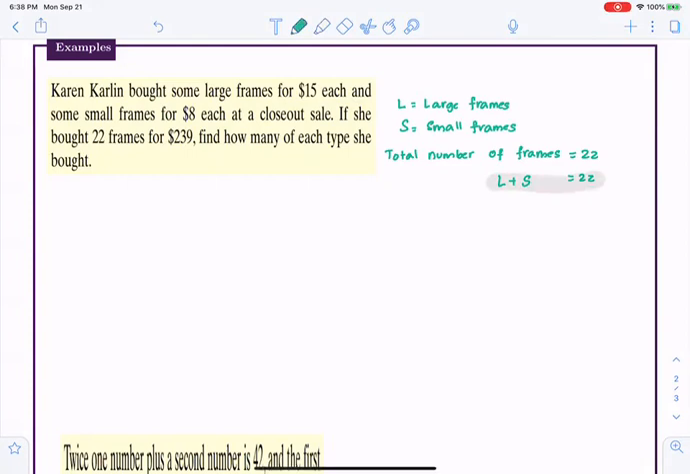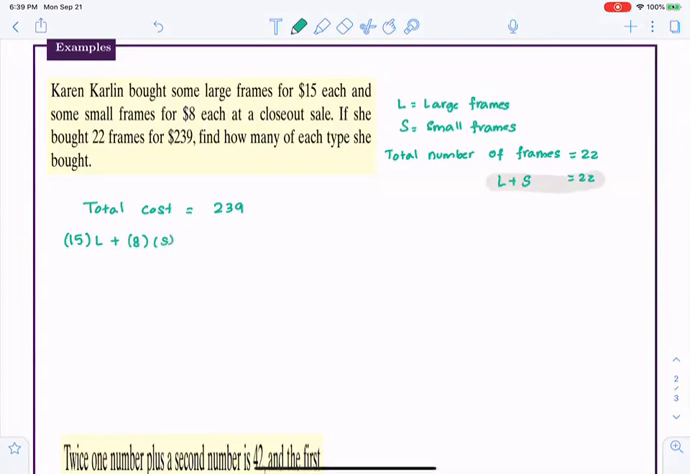Now we have to move on to the second equation. The second equation is related to the cost. The total cost that Karen paid is $239. And how did she get that $239? So the total cost is $239.